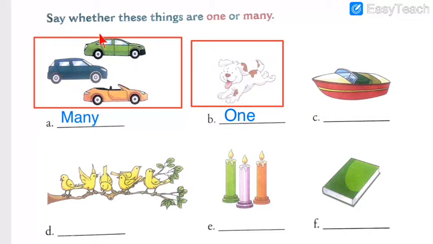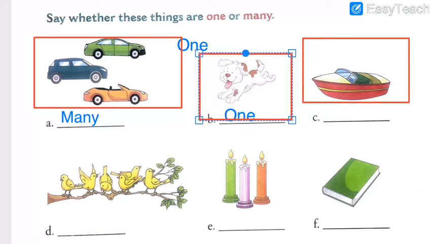Here, can you see one car? No, 1, 2, 3, 3 cars. So more than one, so we have to write many. So we have written. Now in the next picture, ship or motorboat. Can you see one or many boats? No, there is only one. So we have to write one.